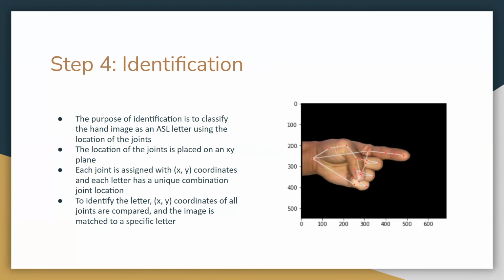After the joints are assigned coordinates, they are classified through a Python function, which first identifies whether it's a left hand or right hand, because the two hands have different combinations of joint locations. After it identifies which hand it is, it looks at the unique combination of joints and finally assigns it to a letter. Each letter has its own written function to match the hand. So if this is a Z hand and it's a right hand, it will match with the Z hand, and it will not match with any of the other letters.